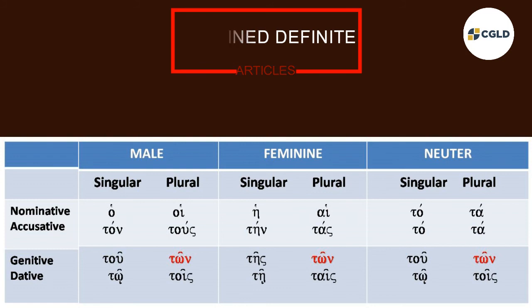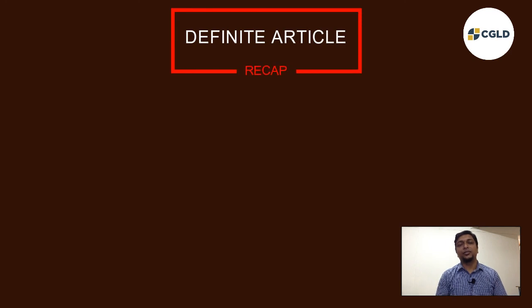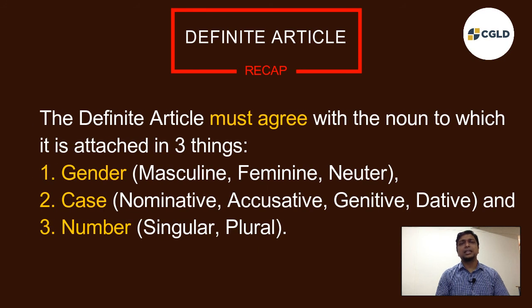Now, the definite article, as we have already discussed before, must agree with the noun in three ways or in three components. One is the gender, whether it is masculine, feminine, or neuter. Secondly, in its case, whether it is nominative, accusative, genitive, vocative, dative. And it should also agree or match in its number, whether it is singular or plural.